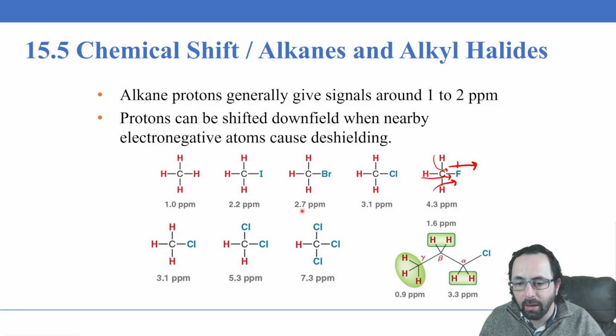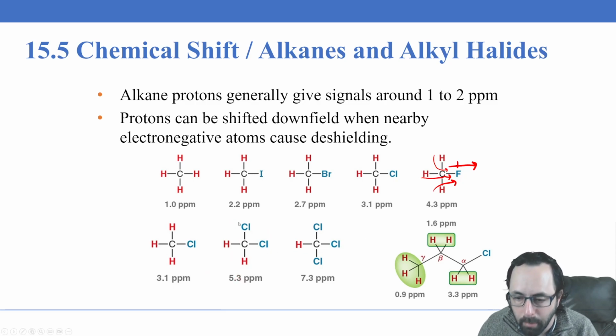The more electronegative the atom is, the greater the chemical shift will be. So here, fluorine is the most electronegative, at the top right of the periodic table, chlorine is next among the halogens, bromine is next, and iodine here is the least electronegative among the halogens. In addition, this effect will be magnified if we have a greater number of halogen atoms attached. So for one chlorine atom, as you saw here, that's going to result in these 3 red protons giving a signal at 3.1 ppm. If we have 2 chlorines, that will be 5.3 ppm. If we have 3, that will be 7.3 ppm.